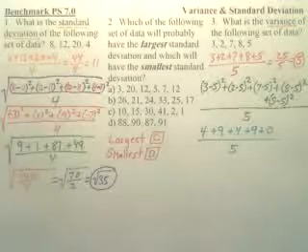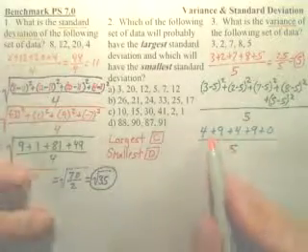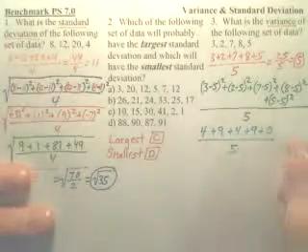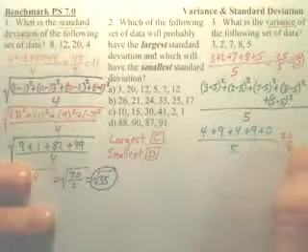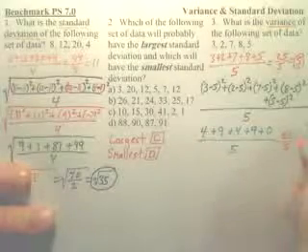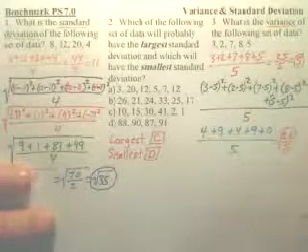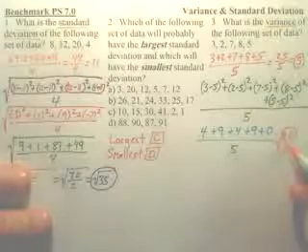Okay, we're almost done. Looks like we have 13 plus 13 is 26. And 26 does not divide by 5, so that is my variance. My standard deviation would be the square root of that.